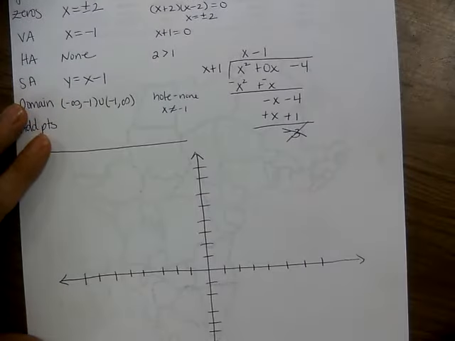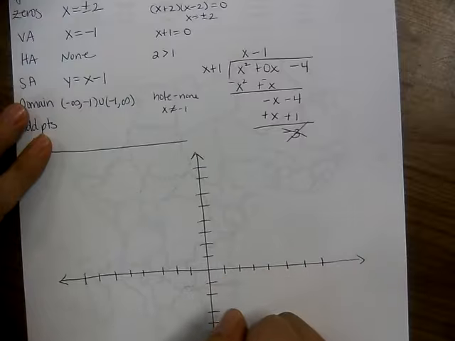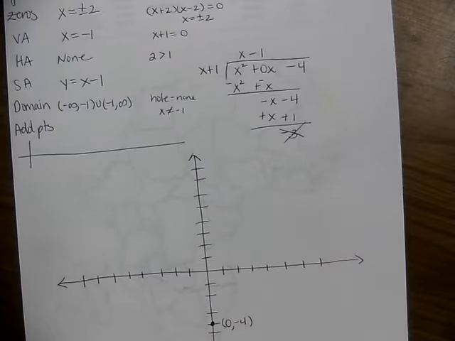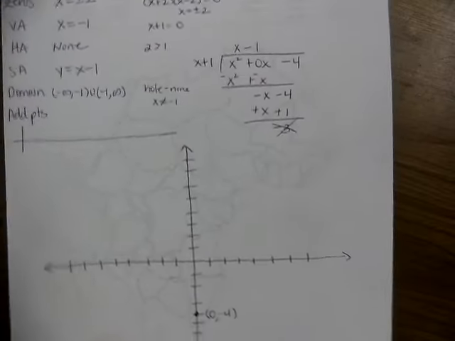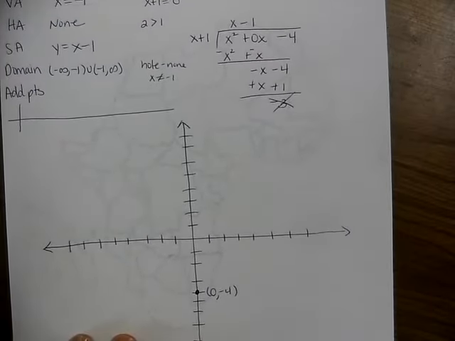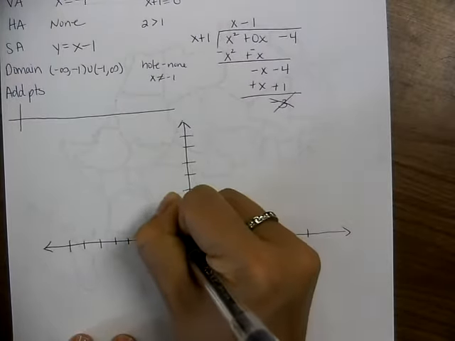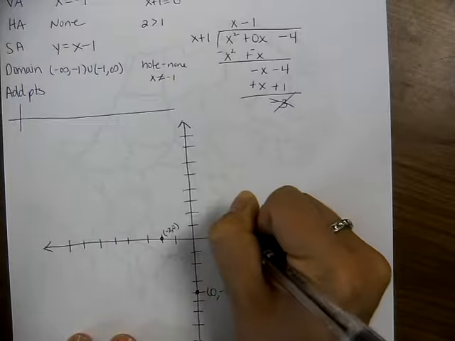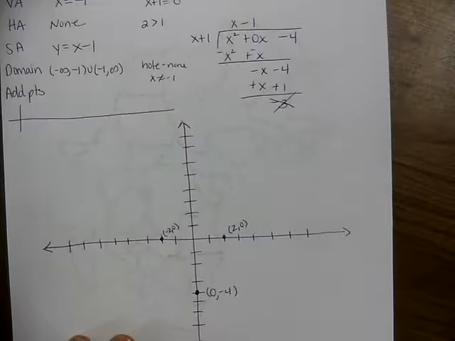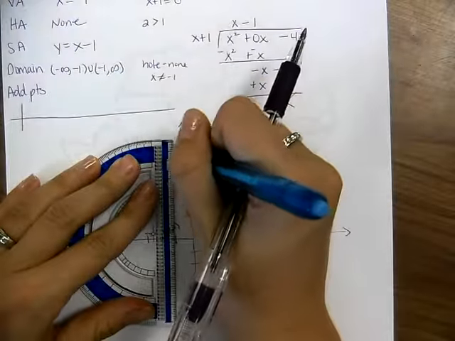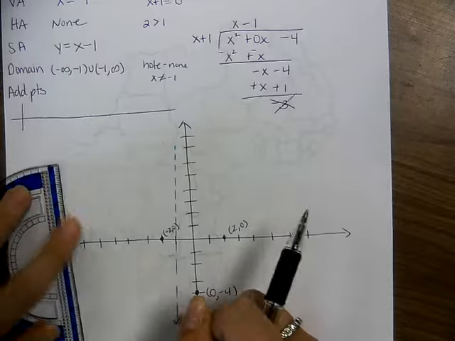So, there's no hole. My y-intercept says (0, -4). I have 2 zeros, one at positive 2, one at negative 2. Those are like intercepts on the graph. So I'm going to have (-2, 0) here and (2, 0) here. I have a vertical asymptote at x equals negative 1. I'm drawing that dashed line in. I'm labeling it.